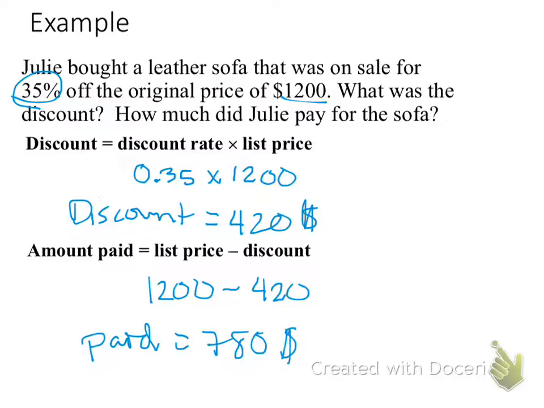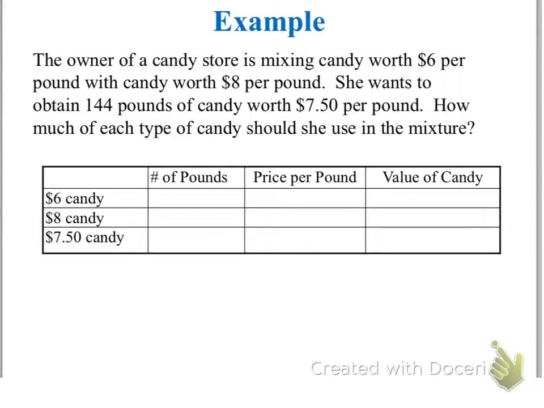Okay, it's a little bit less complicated of an application problem there. Let's do one more application. We'll see how you do. The owner of a candy store is mixing candy worth $6 per pound with candy worth $8 per pound. She wants to obtain 144 pounds of candy worth $7.50 per pound. How much of each type of candy should she use in the mixture?